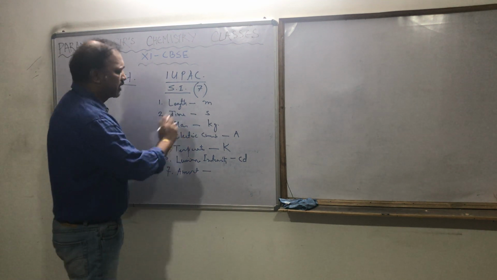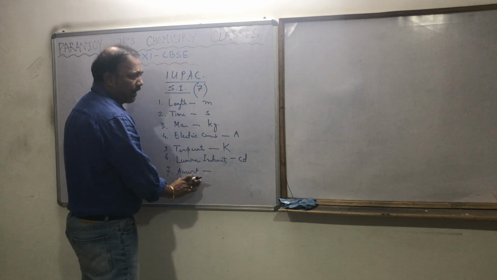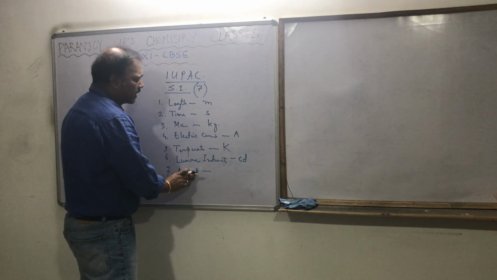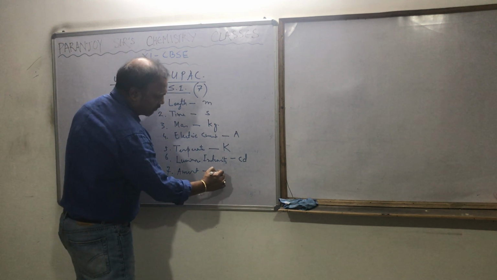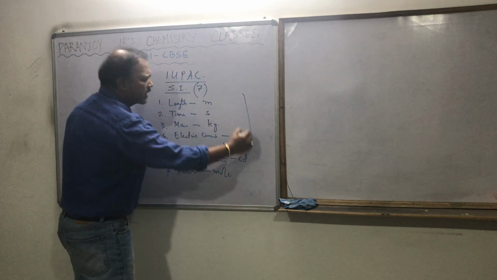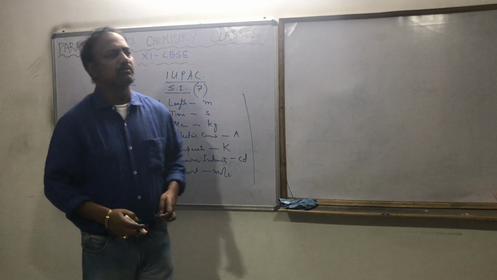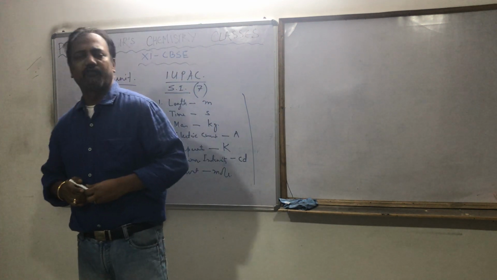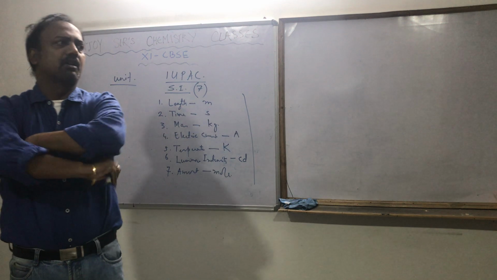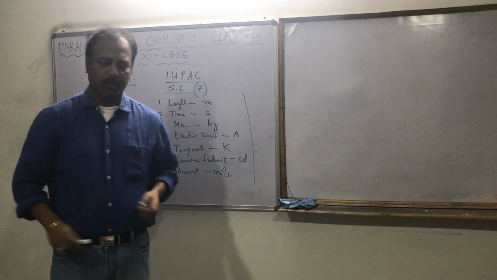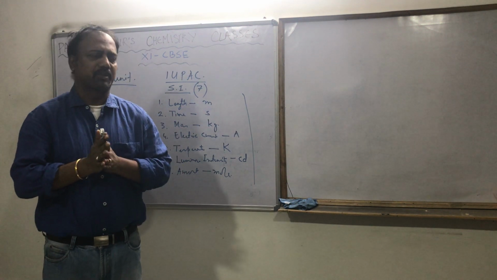Amount is the unit. I will come to this. We have to know a detail of this. Okay, the amount, the unit is mole. So these are the 7 basic units which are called the standard, obviously the standard international unit by which we can measure the physical property of any substances.